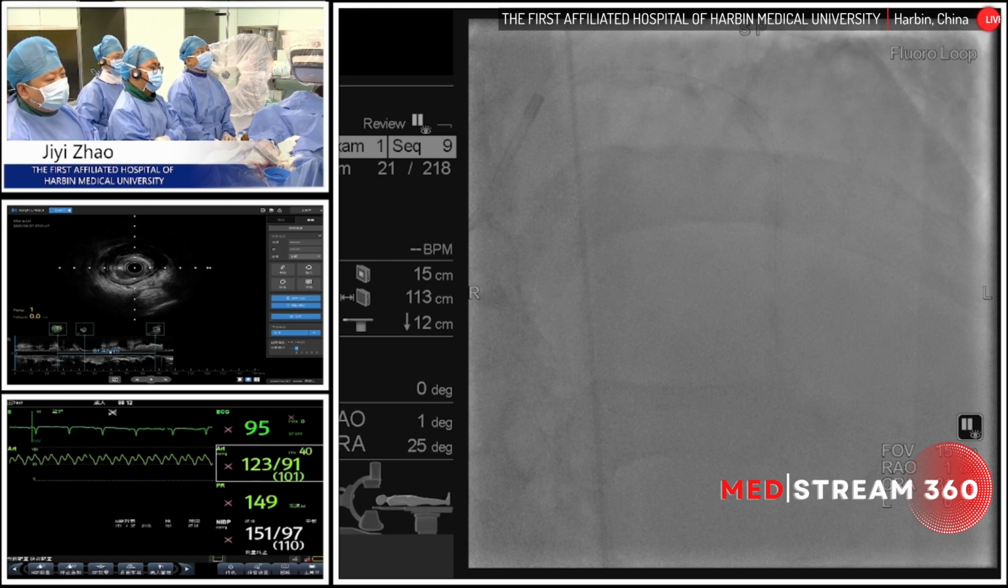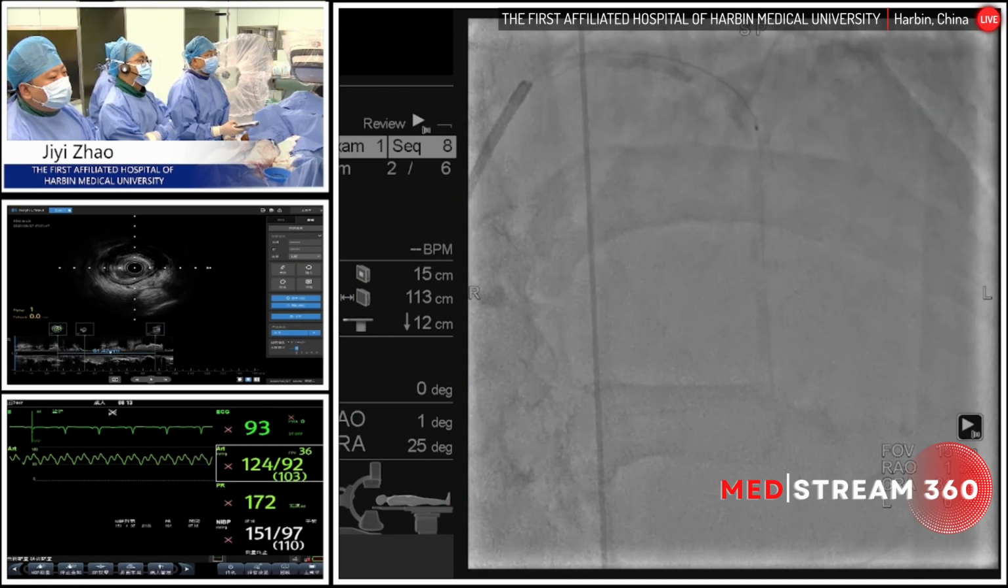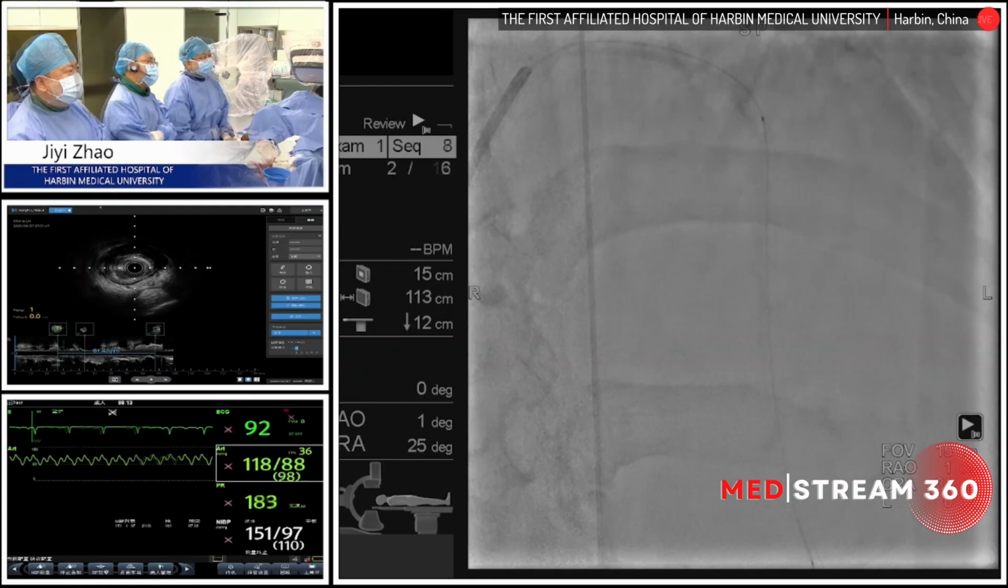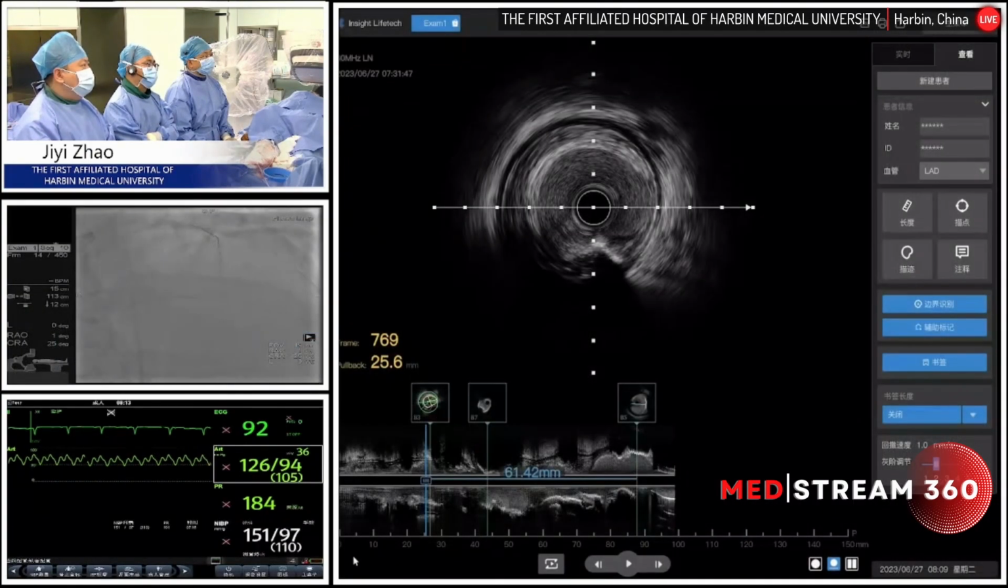Like Dr. Zhao Ji indicated, after a 1.0 balloon predilation, we use IVUS to check the plaque burden distribution as well as the calcification of the LAD lesion. Also, one key piece of information in this case is that this IVUS system is 100% domestic, which means the machine and the software are made in China.